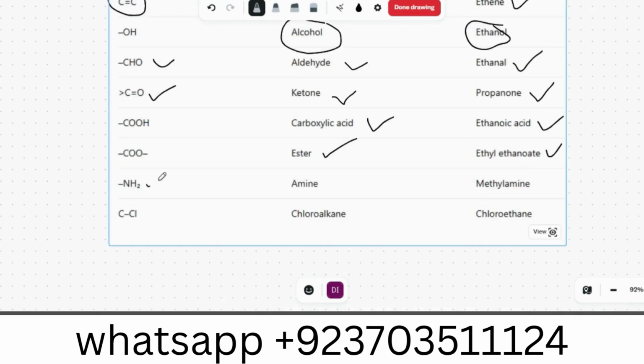And NH2 is amine, and an example is methylamine. C-Cl is chloroalkane, and an example is chloroethane.